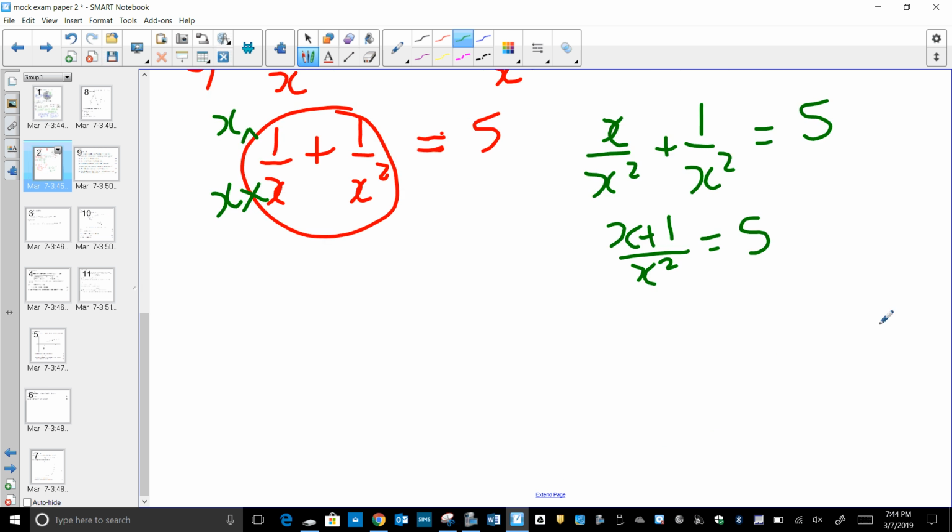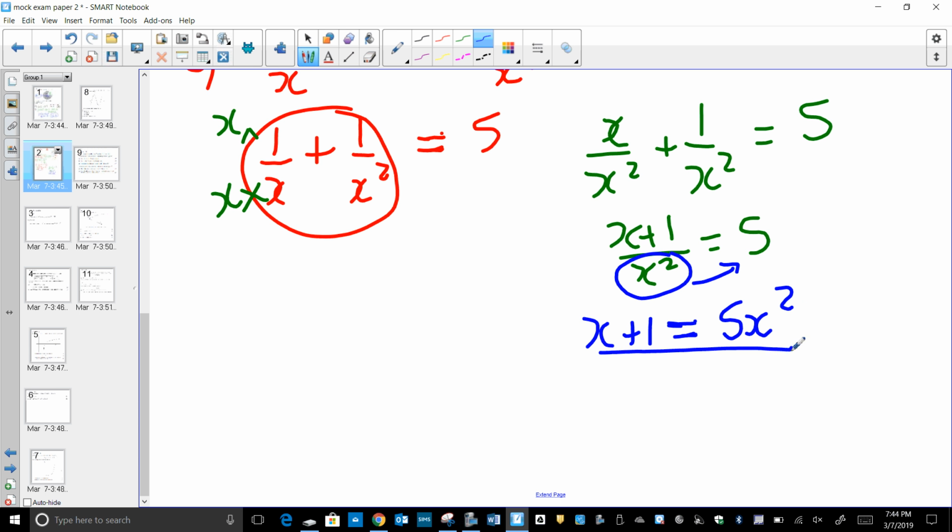Okay, now I can multiply both sides by x squared. So that's going to be x plus 1 equals 5x squared. And now I can see I've got a quadratic. So I'm going to move everything to the same side and have it equal 0. It's the calculator paper, so you can solve it on the calculator. And you need to actually look at the answers.